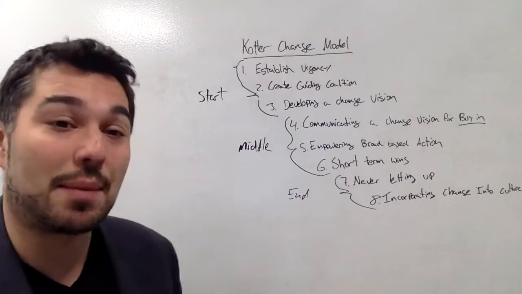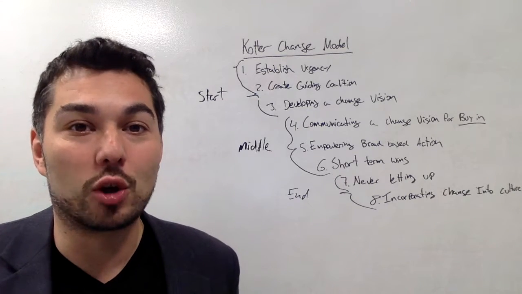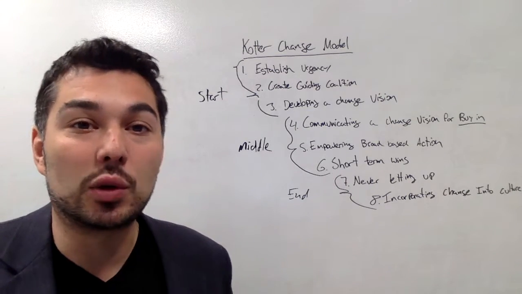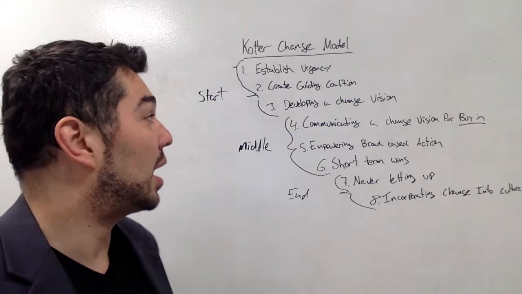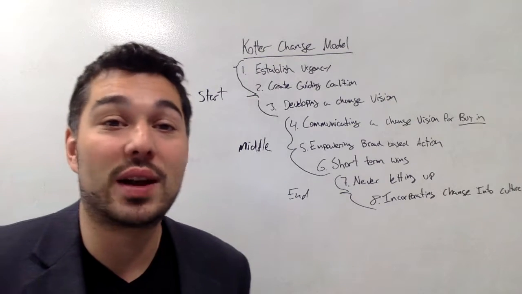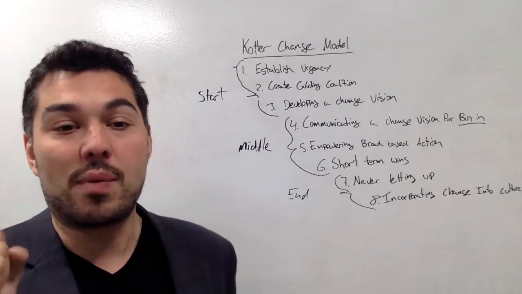Communicate a change vision to get buy-in, so you need to get your people bought into the plan, into what you're doing for the future, and communicating that and ingraining that into their brains is super important. So communicate that as many different ways as you can, and remember, you have to get buy-in. So you have to connect with people before you pull them.